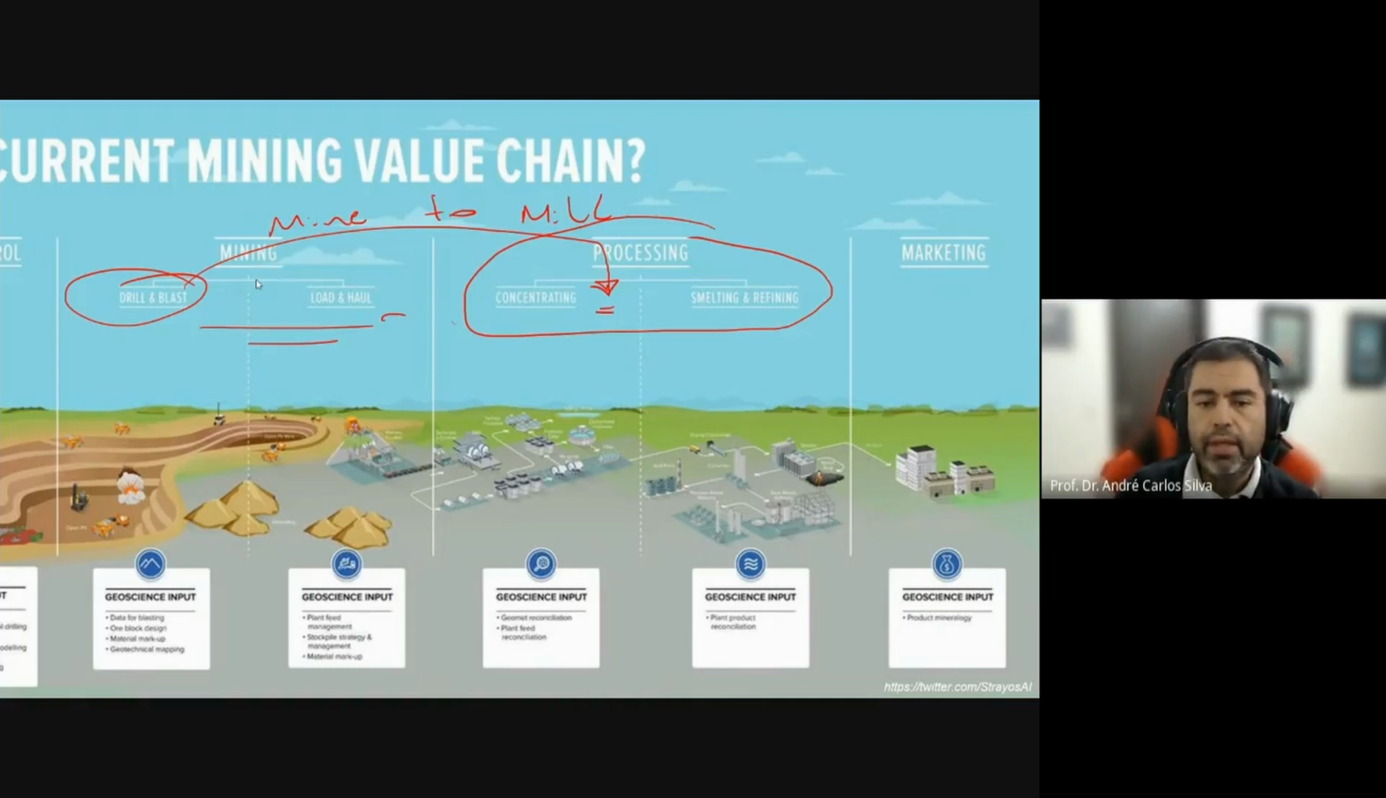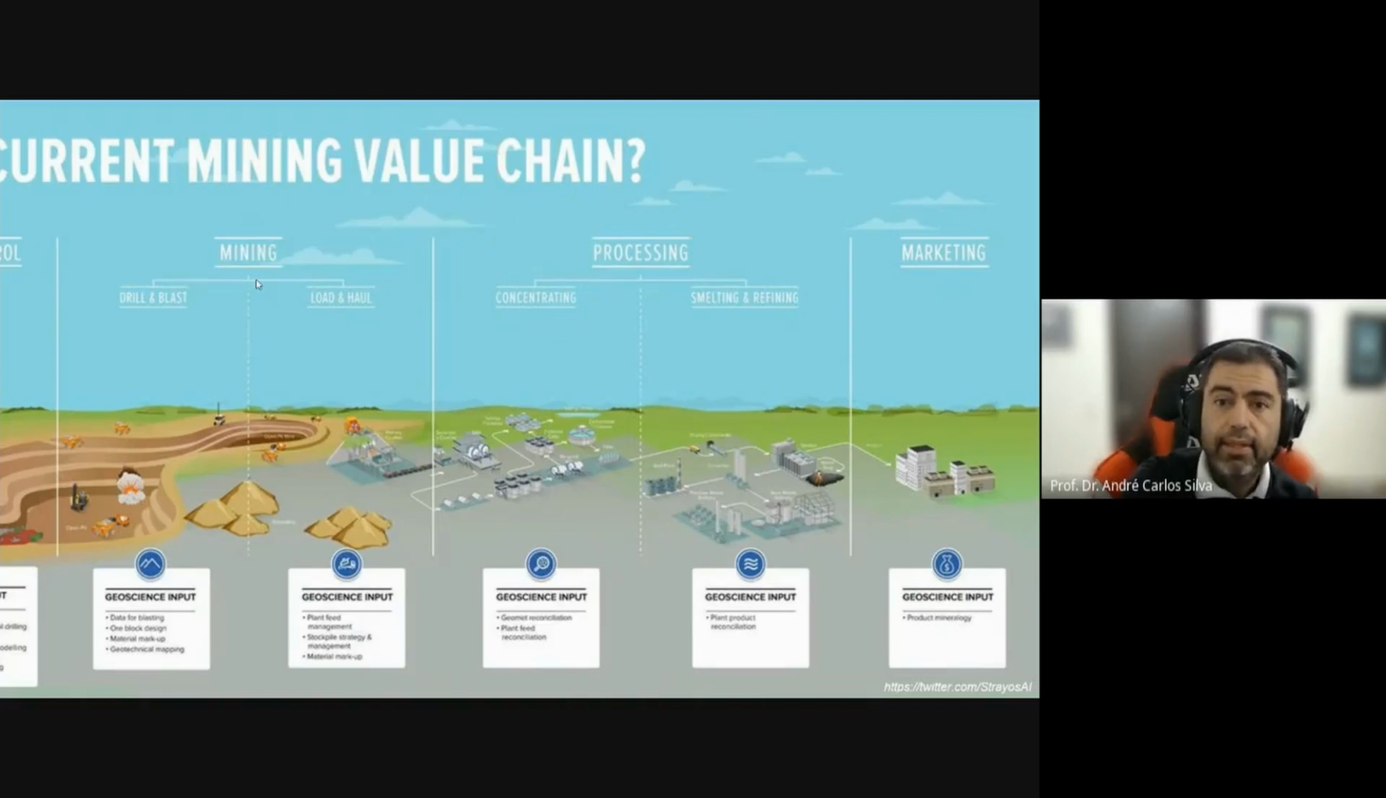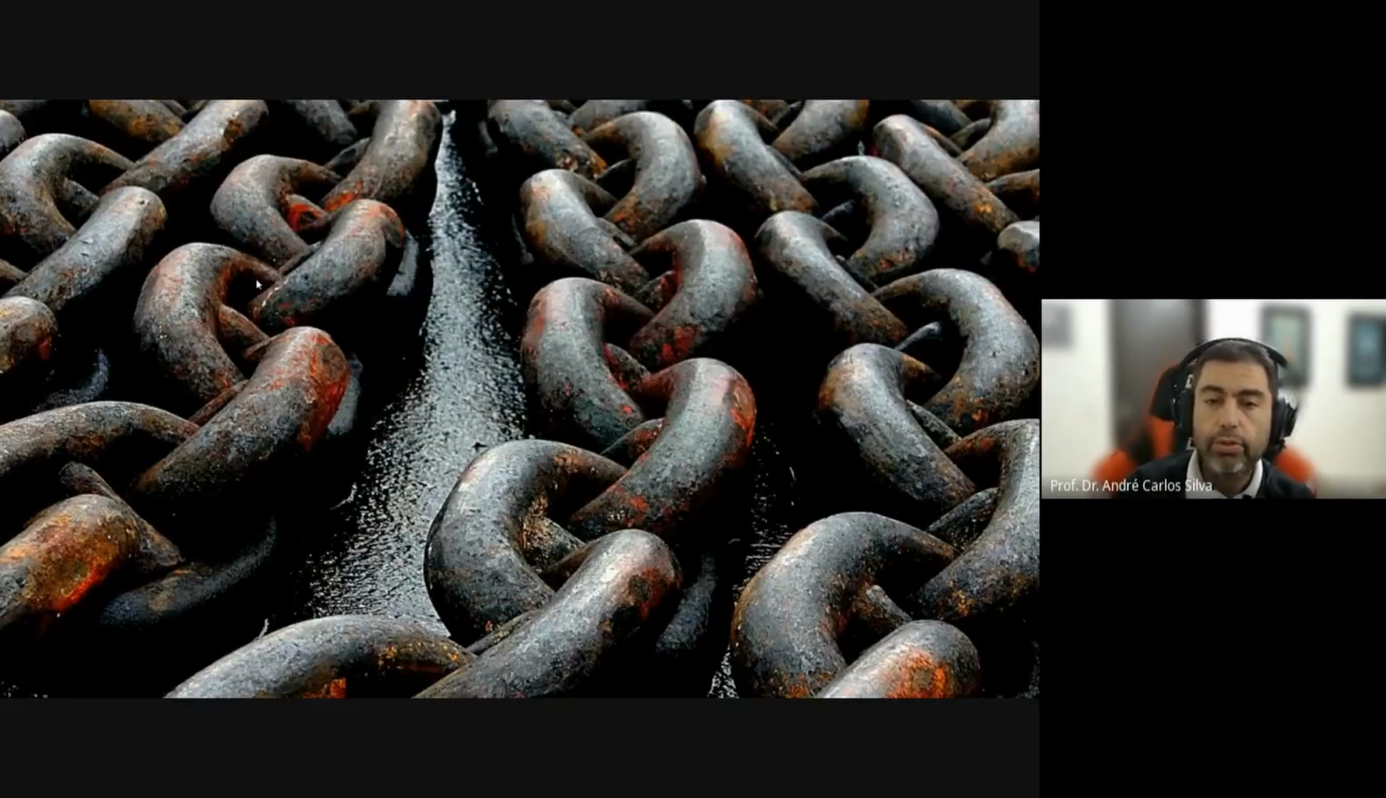Mine to mill is easier to implement, and I'm going to explain everything for you, or at least a little bit about it. And we're going to start with that. From that one, we can go to geometallurgy.